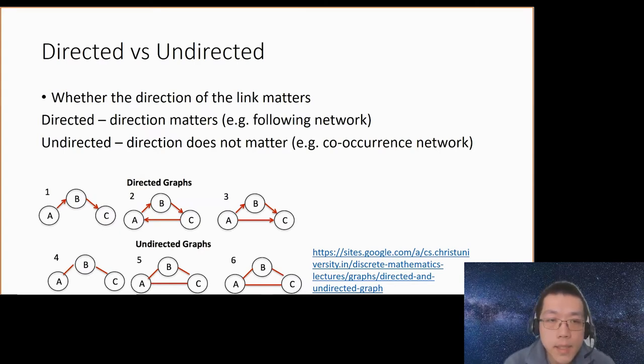In other cases, direction doesn't matter that much. For example, if you have a co-occurrence network, the network relationship represents whether two topics or two words co-occur in the same document. If that's the case, direction does not matter. Then you have an undirected graph, as we show in the bottom half of the graph.